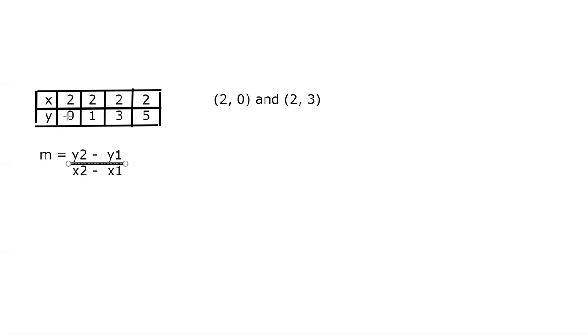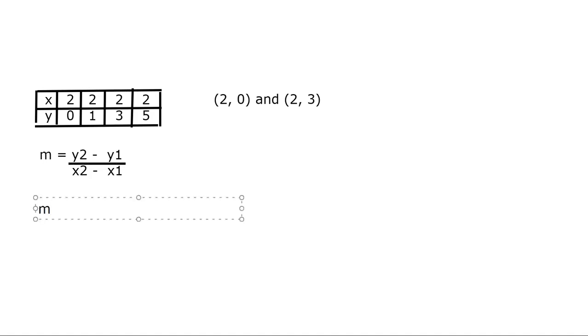For example, in this case, I chose this one, 2, 0, 2 for X and 0 for Y. And the other one is 2 for X and 3 for Y. So I can use this formula to obtain the values because I have 2 different values for Y and I have 2 different values for X. This is what I need to obtain the value for the slope m.